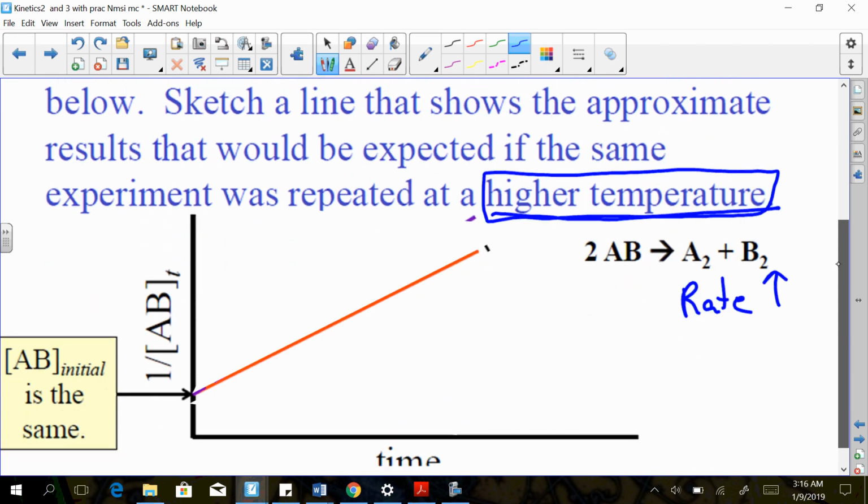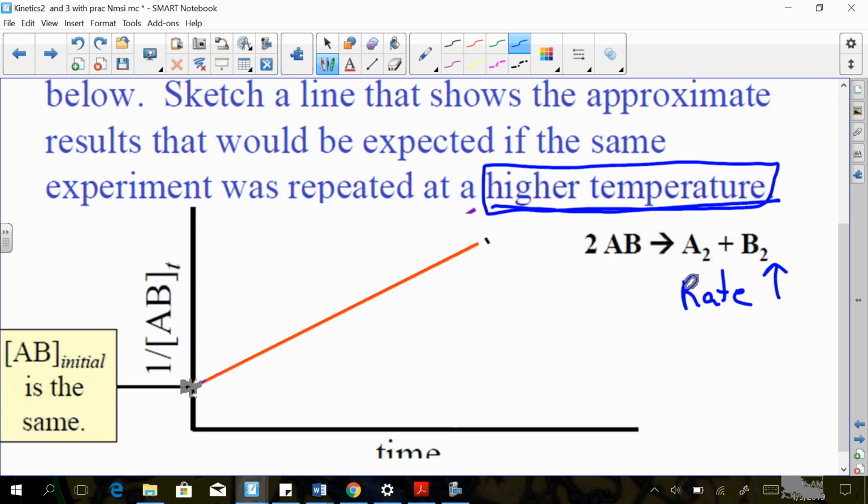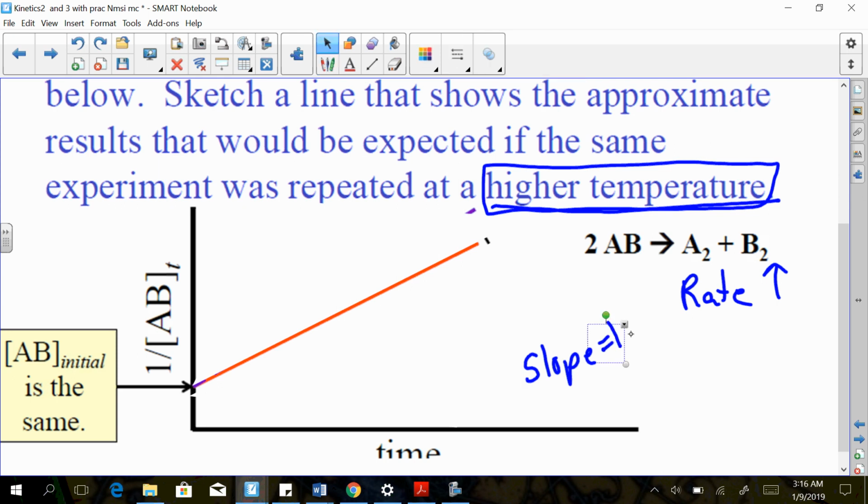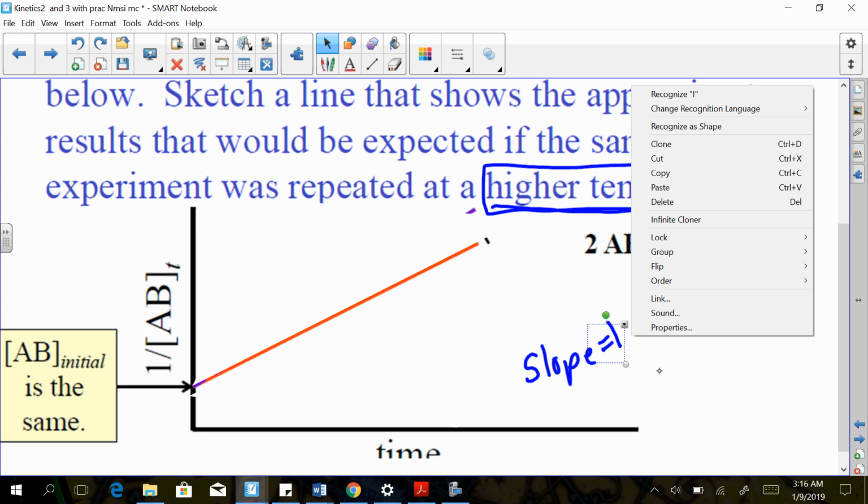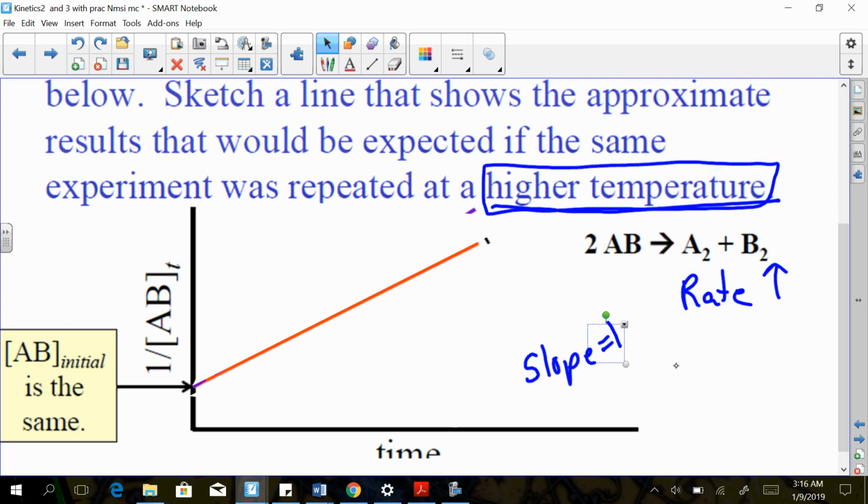So if we look at that, this line here is the slope, or we could find the slope from it. This line will help us determine K. The slope of that line equals K. So if the slope equals K and the rate goes up, what happens to K?